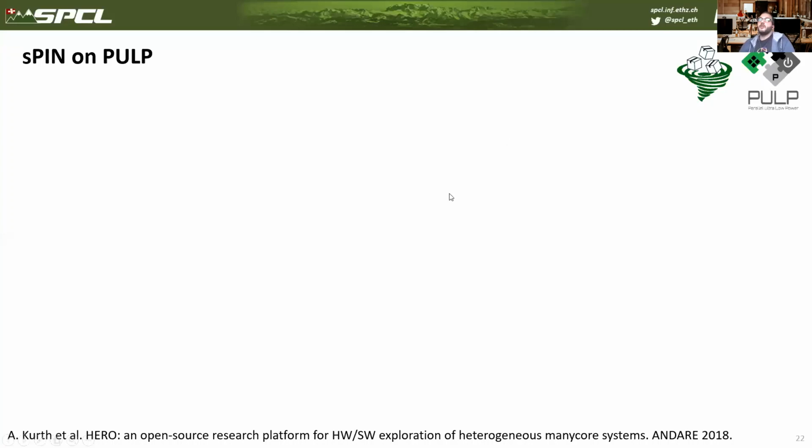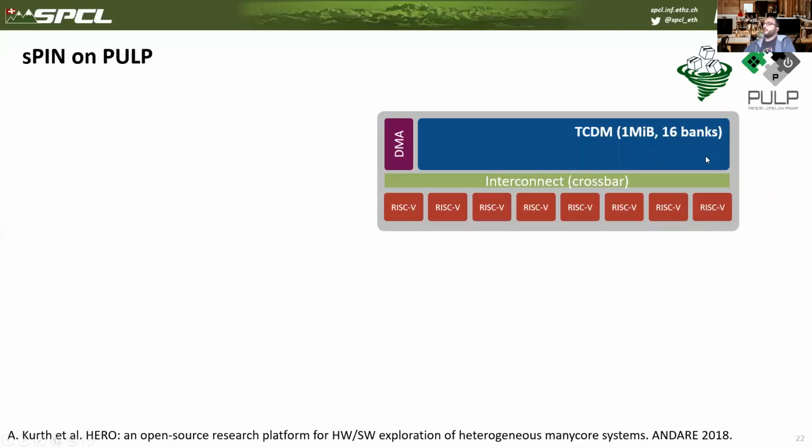Until now we showed sPIN simulations, but the question is, how can we implement this on real hardware? For this, we are collaborating with ITET. We are using the PULP architecture. The idea is that we have multiple clusters. Inside each cluster, we have a set of RISC-V cores and a fast shared memory. This is a scratchpad, and it's really single cycle access.